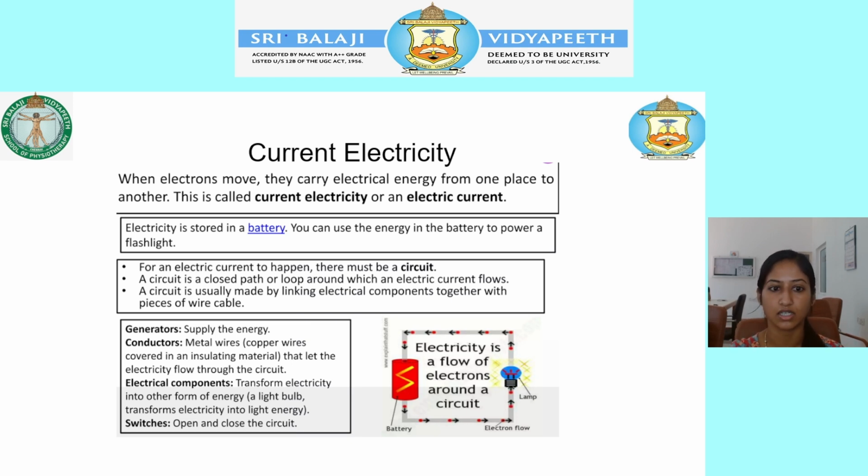A circuit is a closed path or loop around which an electric current flows. A circuit is usually made by linking electrical components together with pieces of wire cable: conductors, electrical components, switches and generators. These are the components of current electricity. Generators supply the energy. A conductor is a metal wire that lets the electricity flow through the circuit. Electrical components transform the electricity into other forms of energy. And switches open and close the circuit.